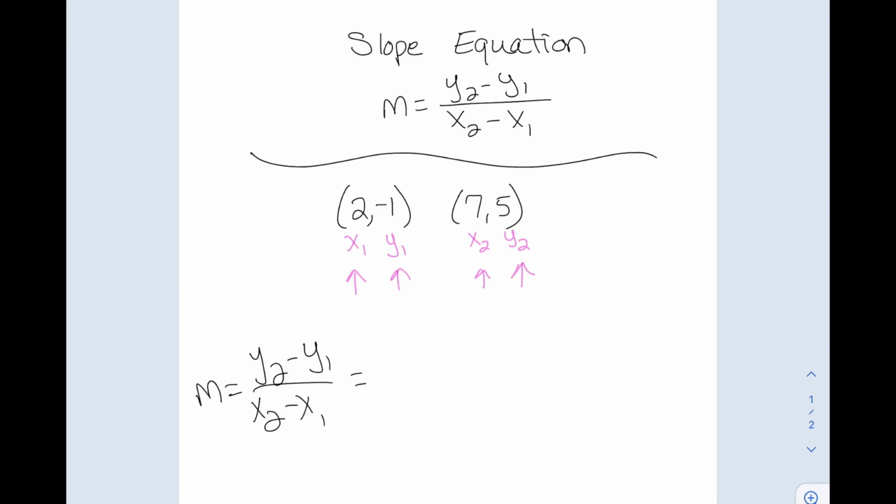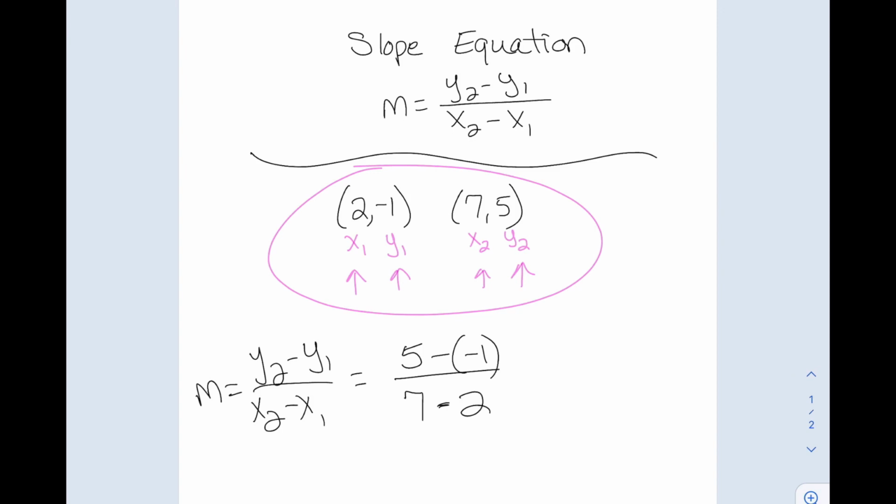Many common mistakes that students make, first of all, that minus sign, but the second mistake they make is they don't match up the correct coordinates. So let's make sure we do that. I've labeled them here to help us use the correct ones. So y2 is 5 minus y1 is -1. Put that in parentheses so you don't forget the sign. x2 is 7, x1 is 2, and we have x2 minus x1.